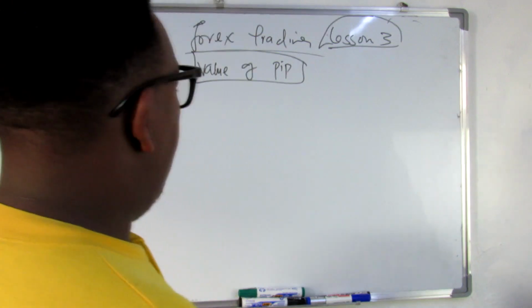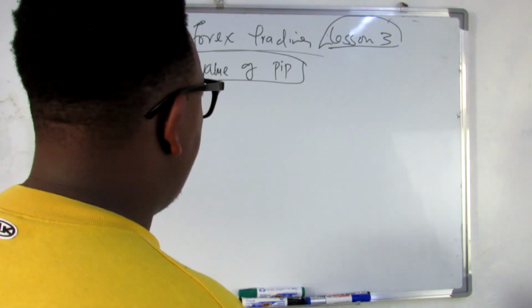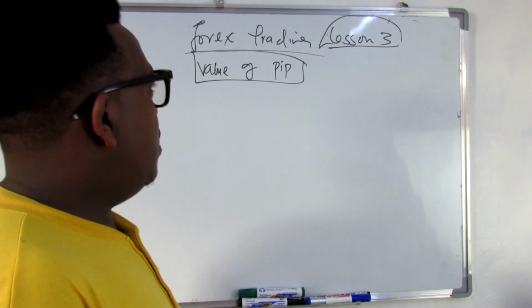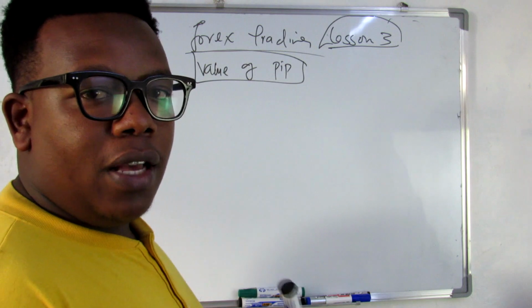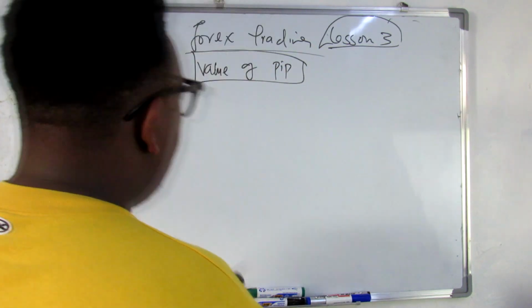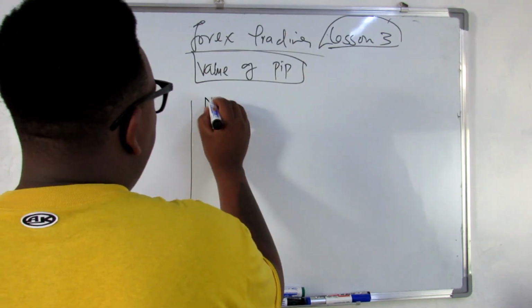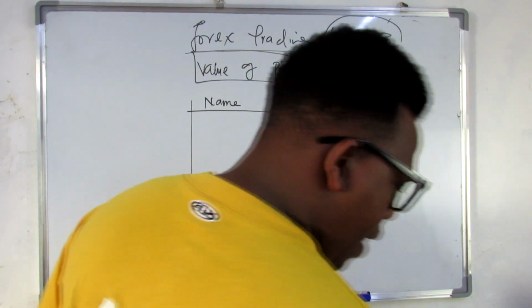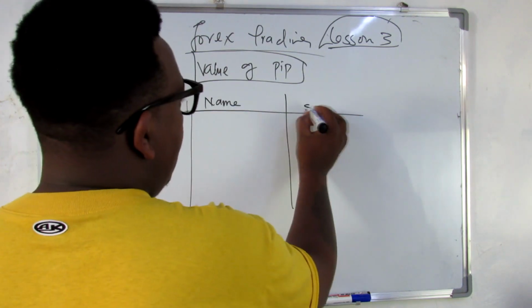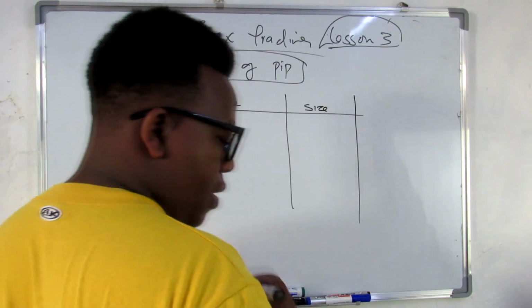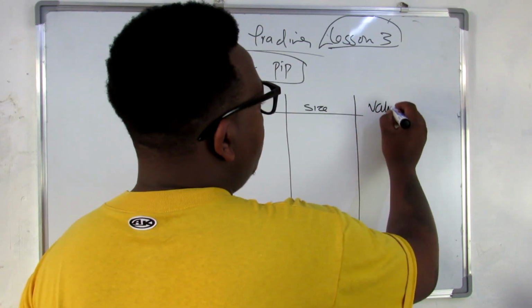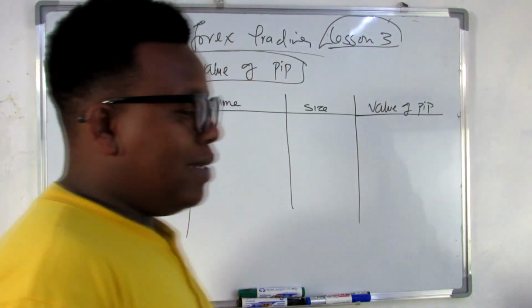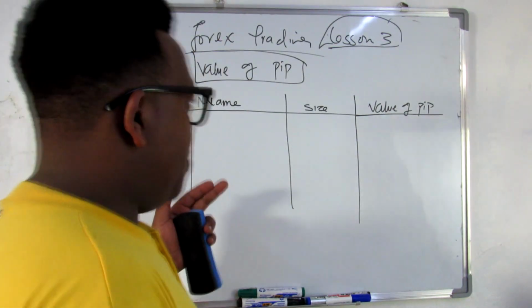So right away, what I want you to do is to start by copying this table as it is, since it's a standard, common table. These are the figures that you're going to use over and over. So let's start by drawing. Here we have the name, and then we have the size, as well as the value of pips. This one is very important to understand as I'm explaining it to you.